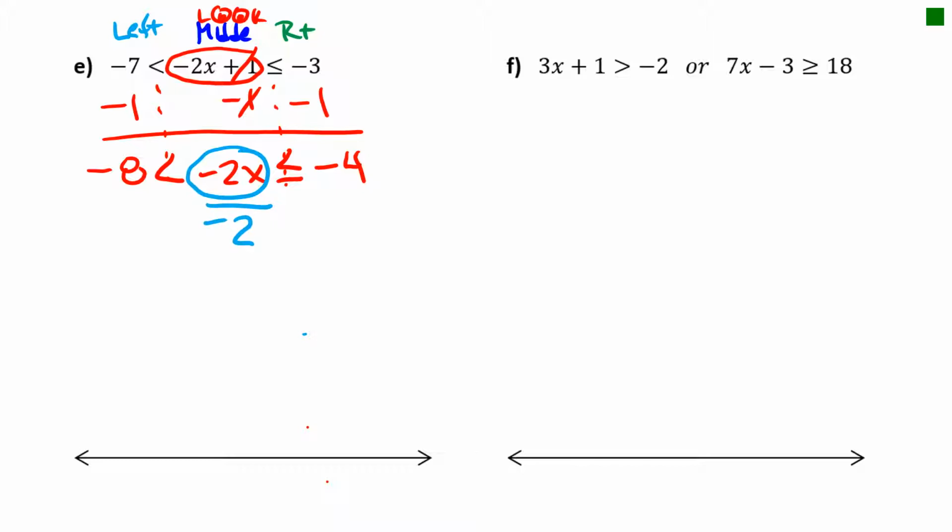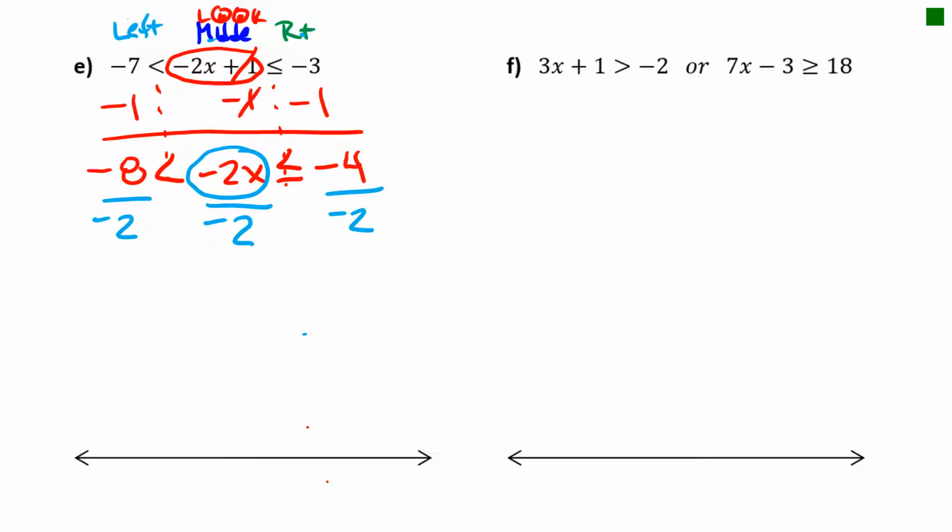Can I only divide by -2 in one part? No, I have to divide by -2 on the left, and I have to divide by -2 on the right. This is like Louis, Matilda, and Richard. They're triplets. If Matilda gets something, Louis wants it and Richard wants it. You got to give it to all your kids. Otherwise, oh, big fights, people, big fights.